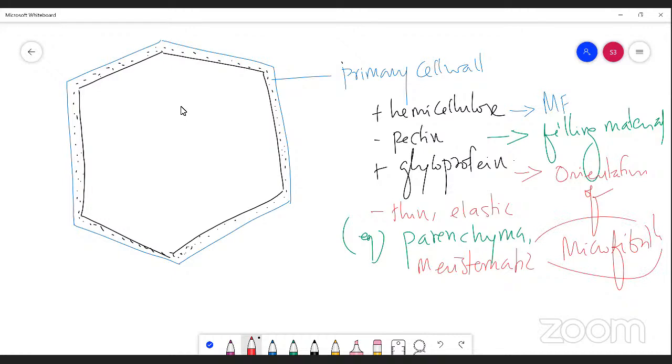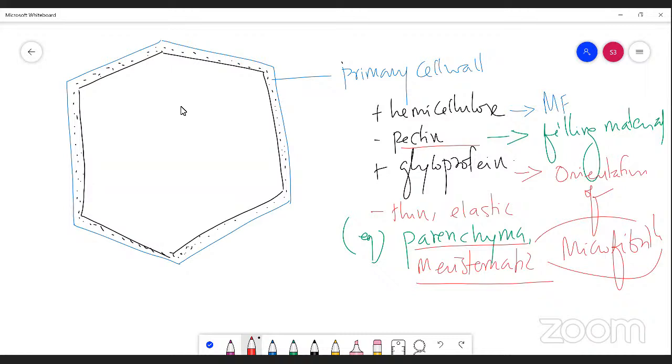Dear students, now could you tell me what is the role of pectin? Pectin serves as a filling material. Then what is the role of glycoprotein? Glycoprotein controls the orientation of microfibrils. Then could you mention the cells in which only the primary cell wall is present? Parenchyma, meristematic. Very good.